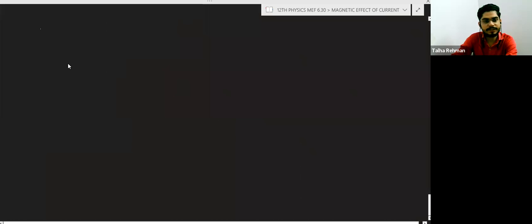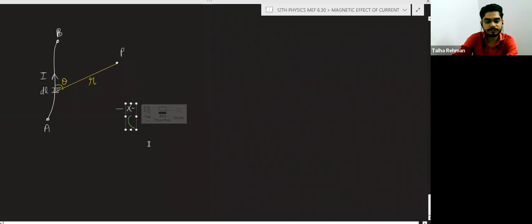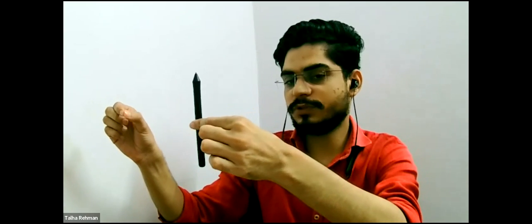Okay, now I think it is enough. Now we will calculate the direction. We will identify the direction due to this point P. If you want to find the direction, this is the wire and this is a point, suppose. What you will do, you will point your thumb in the direction of the current. Current is going in the upward direction. Point your thumb in the direction of the current, and point your finger.